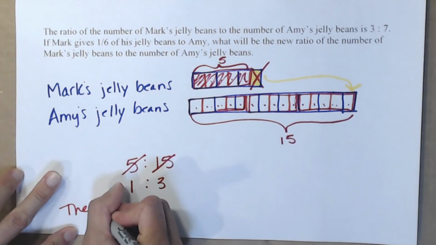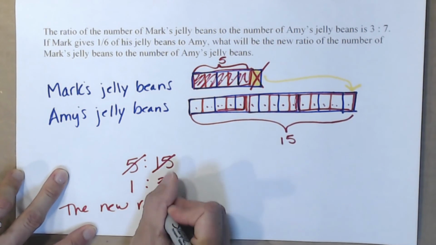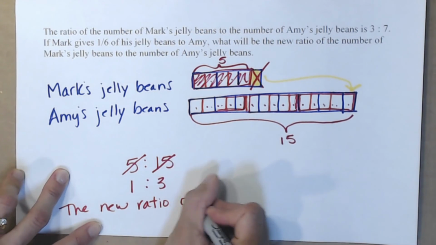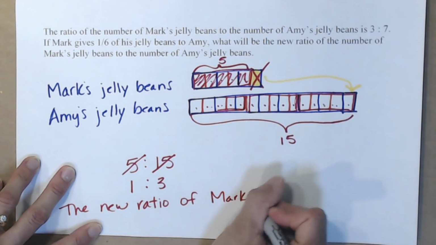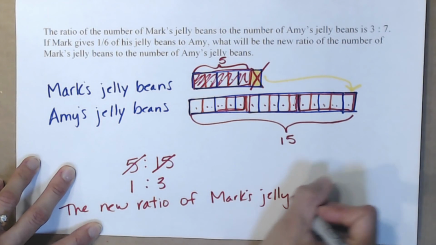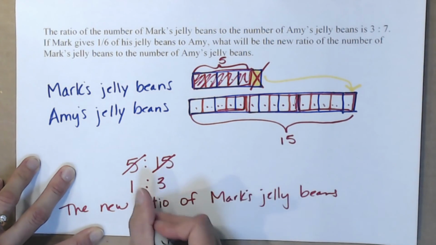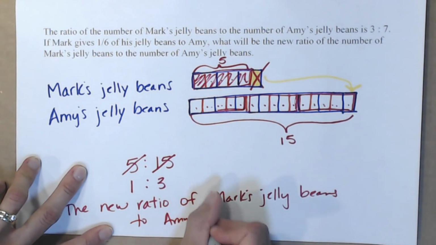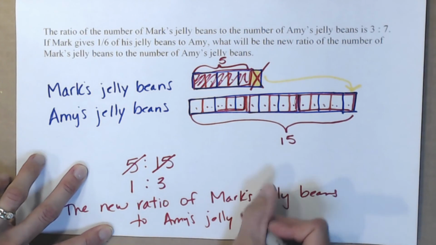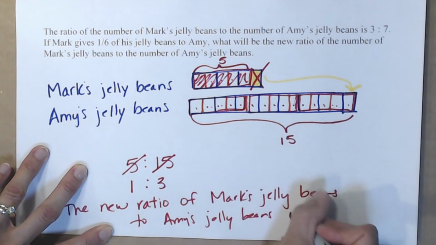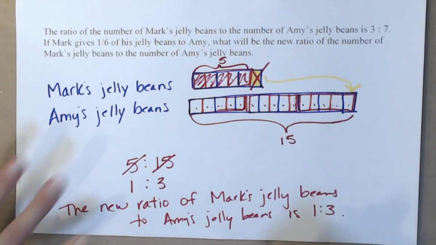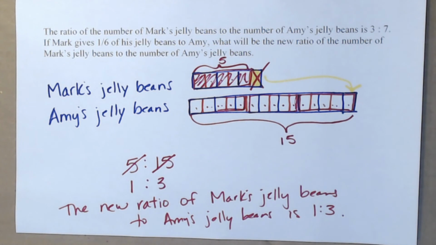The new ratio of Mark's jelly beans to Amy's jelly beans is 1 to 3. So go ahead and try the next question on your own, and we'll go over it in class.